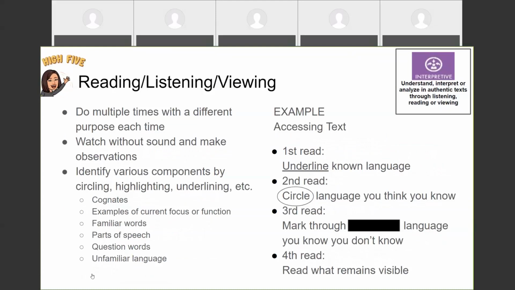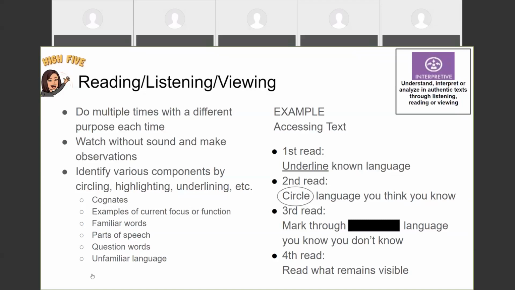So when you are accessing a text, you want to consider how you will approach it. Keep in mind that a text can be a printed story, a video, a song, a poem, and an infographic. And you will always want to make sure that you give your students several opportunities to interact with the text. The text can be interacted with multiple times with a different purpose each time. Or if you're watching a video, you can watch it without sound and make observations. And you can identify various components by circling, highlighting, or underlining.